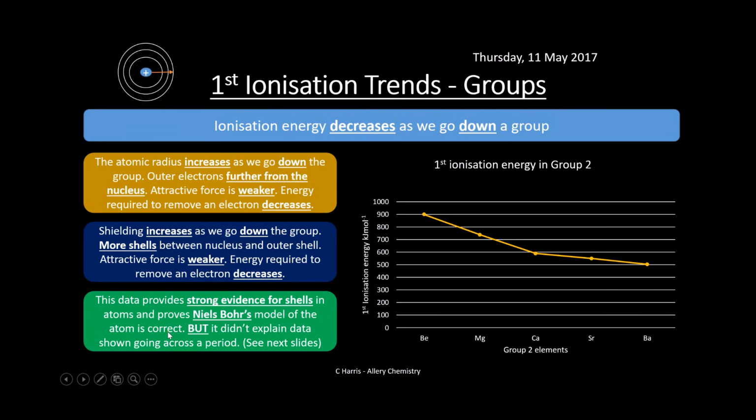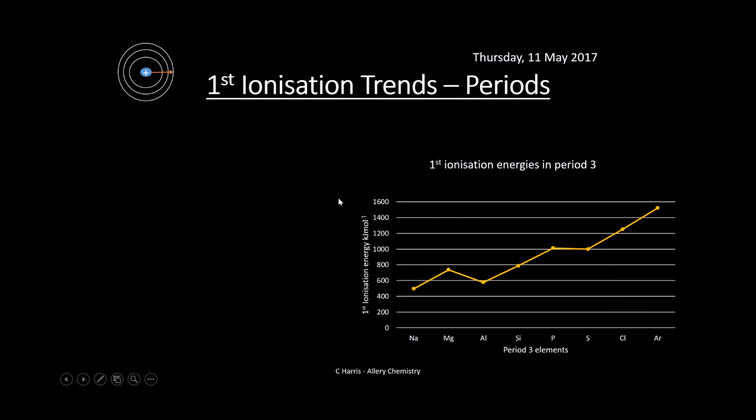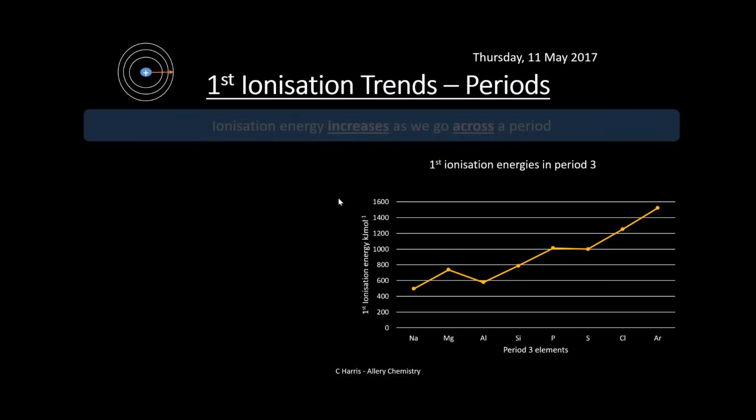Remember about the history of the periodic table in module 1. So this proves it is correct, but it didn't explain data shown going across periods, which we'll have a look at. So this is going down a group. Okay, so let's look at first ionization going across a period.